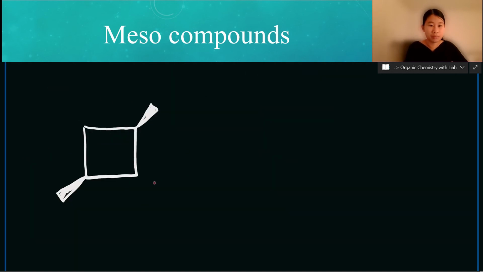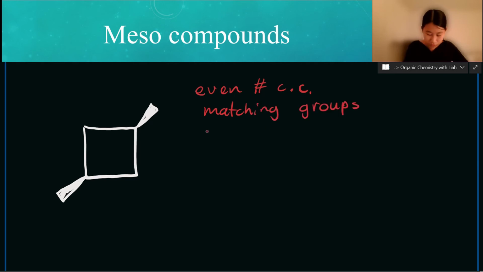Is this a meso compound? Just looking at it, right, we need an even number of chiral centers. I'll just put CC for chiral centers, and then we need to have matching groups. And we also need to have one of the chiral centers be R and the other chiral center to be S. Are there chiral centers on this molecule?